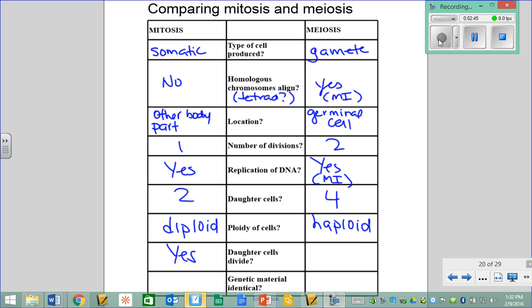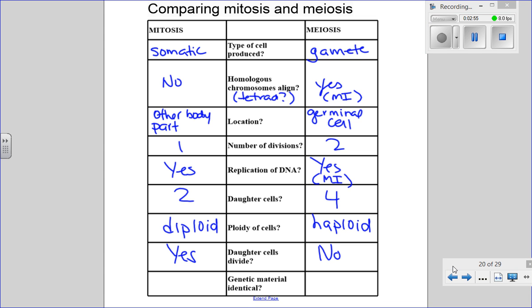They absolutely can here, and they do not in meiosis because their cells do not go into interphase again after that. And finally, is the genetic material identical? Yes for mitosis, no for meiosis. So there's 9 rows, there's 2 boxes on each row, so count each one as a 0.5. And give yourself a total out of 9, please.